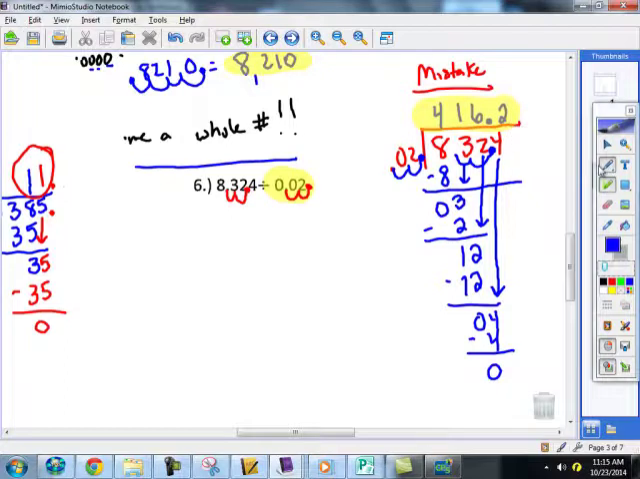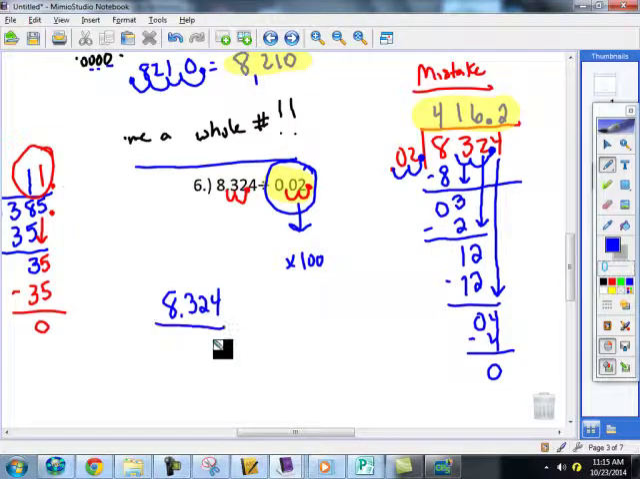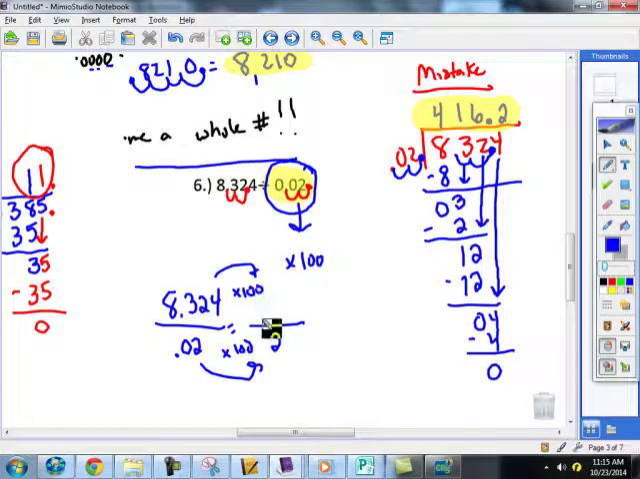But it all started because I knew that since that had to be moved 2 places, I had to multiply it by 100. So if I multiply this by 100, then I've got to do the same thing here. Very important to make it 832.4. Okay? Kind of tricky, but not difficult.